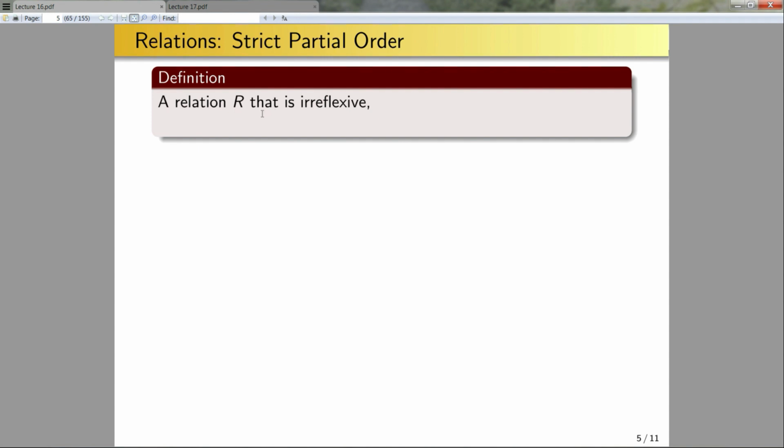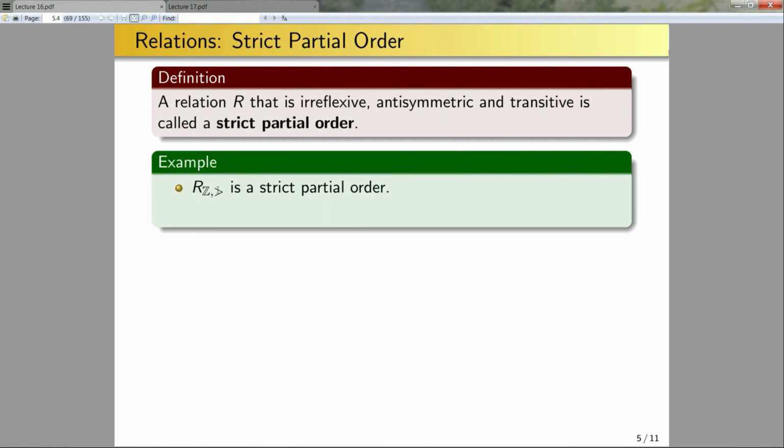Okay, so now that we've talked about posets, let's change topic a little bit and talk about strict partial orders. A relation R that is irreflexive, antisymmetric, and transitive is called a strict partial order. So notice here that the difference between a poset and a strict partial order is that instead of being reflexive, we're now irreflexive. So let's give a few examples of strict partial orders. Greater than on the integers is a strict partial order, and for any set A, the power set of A along with the subset operator, where I'm only taking proper subsets, is a strict partial order.